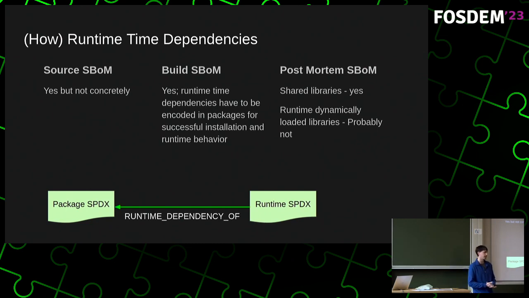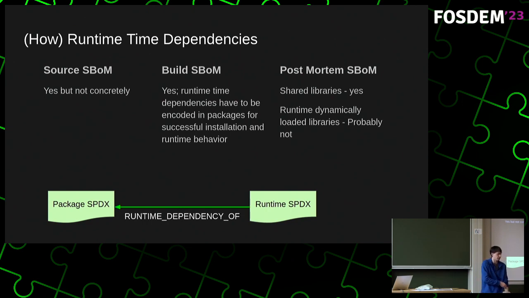Runtime dependencies are a somewhat similar story. So source SBoMs, probably you could know what they are, but probably not concretely again. Build SBoMs, you could know this if you're doing complete packaging. So if you're generating final packages like Debian packages or Fedora packages or OPK packages or whatever, you could know what these runtime dependencies are, even concretely.